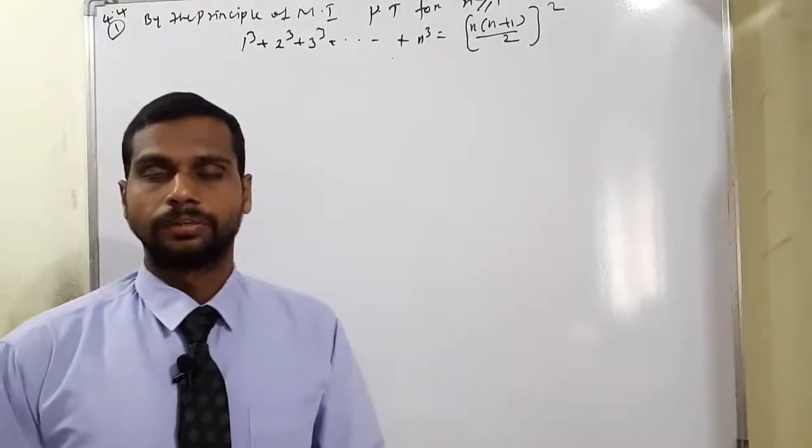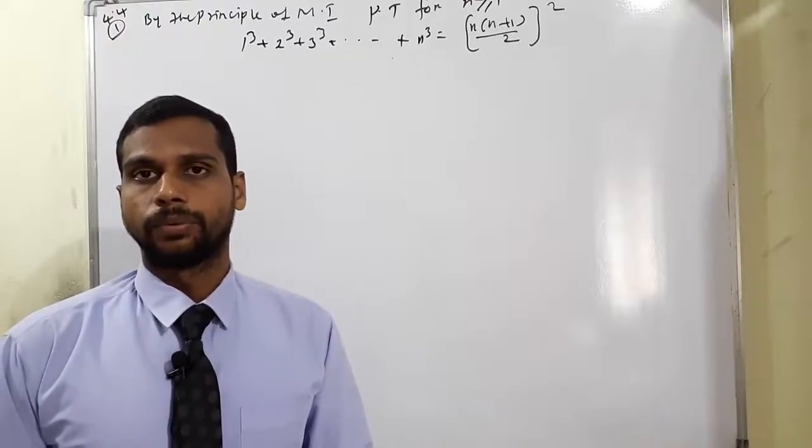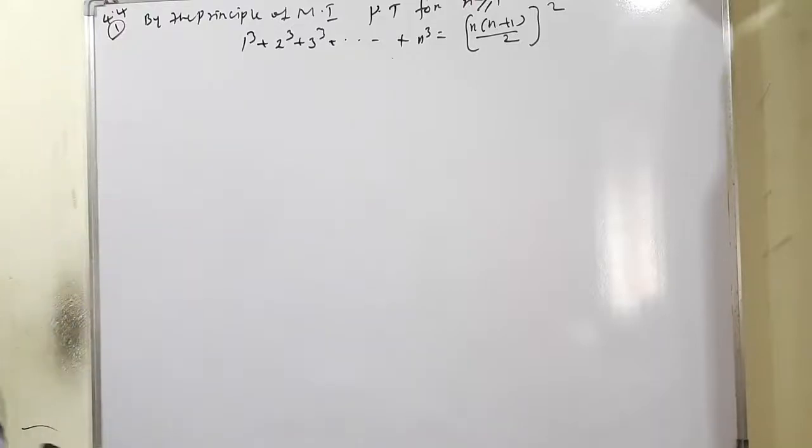In this conversation, we are going to discuss exercise 4.4, question number 1. Okay, one by one we can discuss. Question: by the principle of mathematical induction, prove that for n greater than or equal to 1, 1 cube plus 2 cube plus 3 cube plus dot dot dot plus n cube is equal to n into (n plus 1) over 2, the whole square.